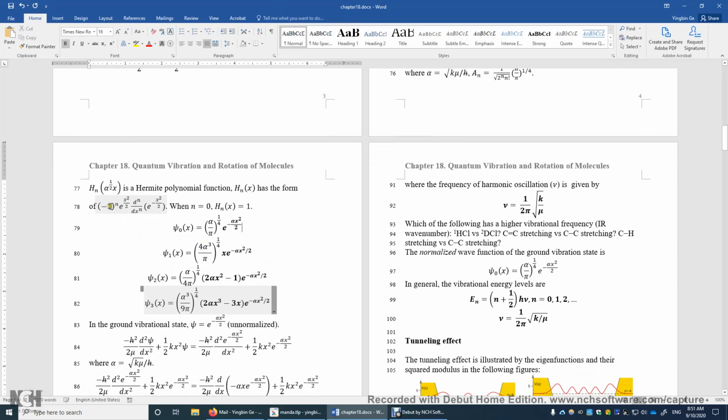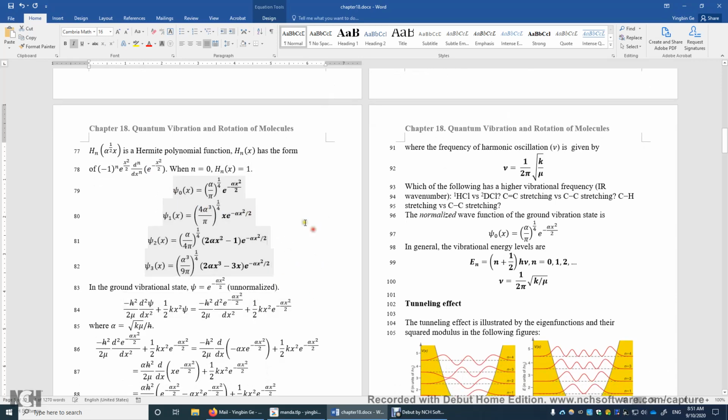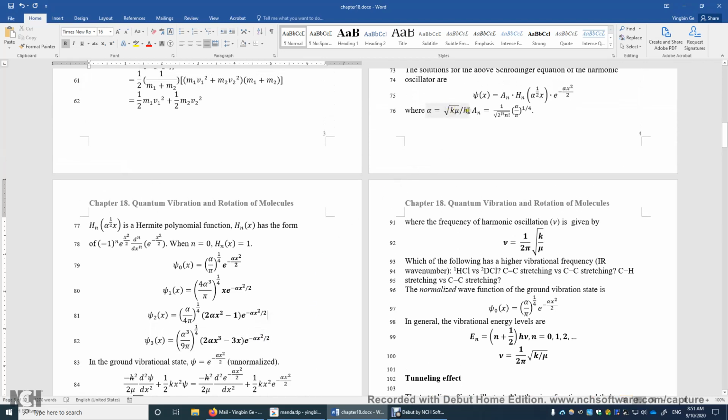Anyway, you can easily evaluate this for n equals 0 or 1 or 2 or 3, etc. And then you can get these solutions to the Schrödinger equation of vibration. All right, again, this is just the normalization factor. And 1 is the polynomial function here, x is the polynomial function here, and so on for the others. Over here, we have the Gaussian function in every solution, so they share a common factor, which is the Gaussian function. And again, this alpha is the square root of k times mu over h bar.